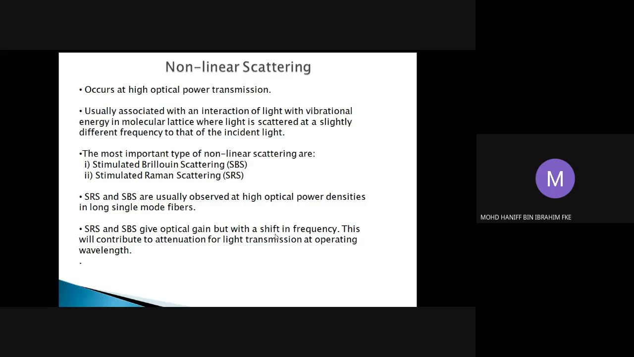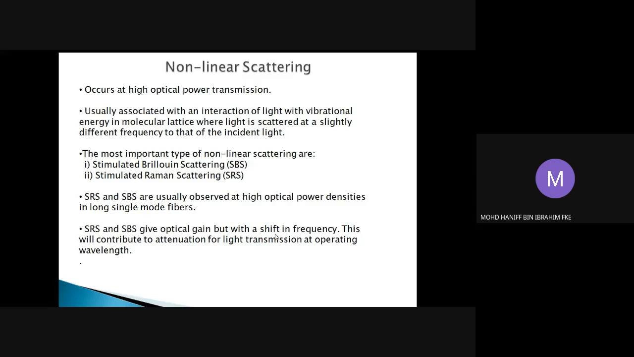So it's more towards this effect. When you have a light, it interacts with the molecular lattice of the medium, so we are going to have a vibration, and this is the effect in which we are going to have a scattering. But remember that in this particular case, the light is scattered at a different frequency than the incident light. So that's the difference.